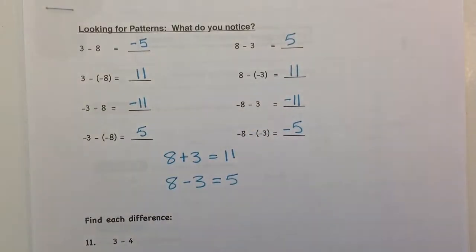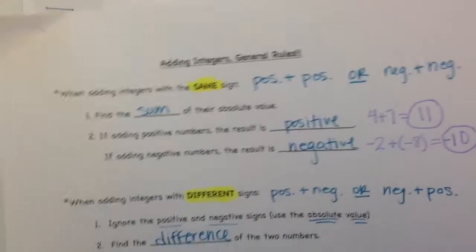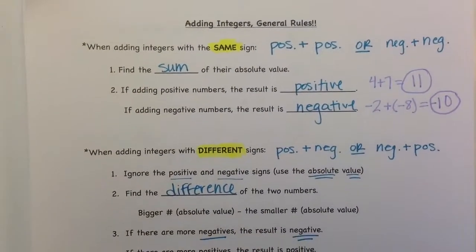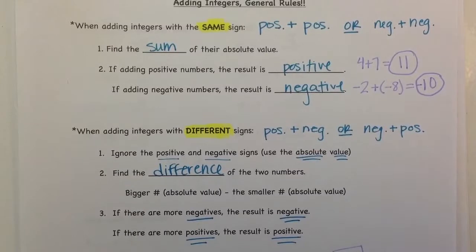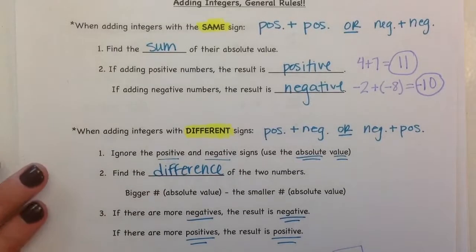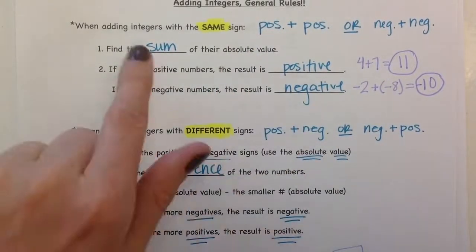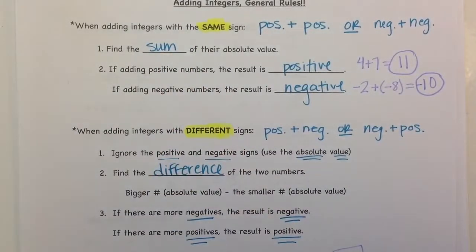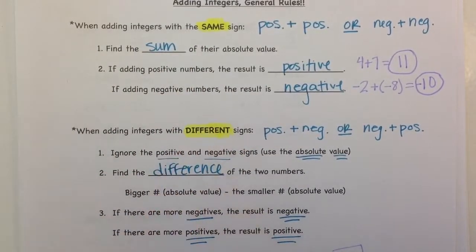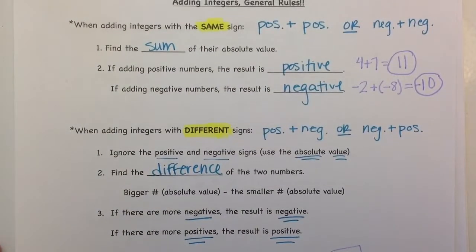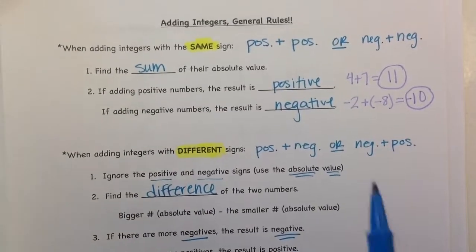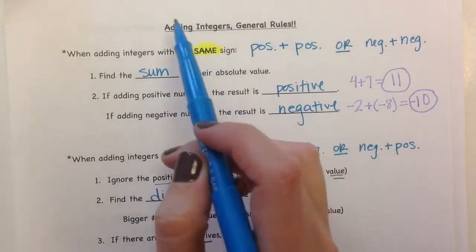Well, we have to think back to our addition rules. Okay? So we looked at these rules for adding integers, and we said when we add integers with the same sign, we find the sum. Same sum. When we add integers with different signs, we find the difference. Different difference. Okay? But how do we get them to be the same or different signs? Basically, what we want to do is make everything into an addition sentence.